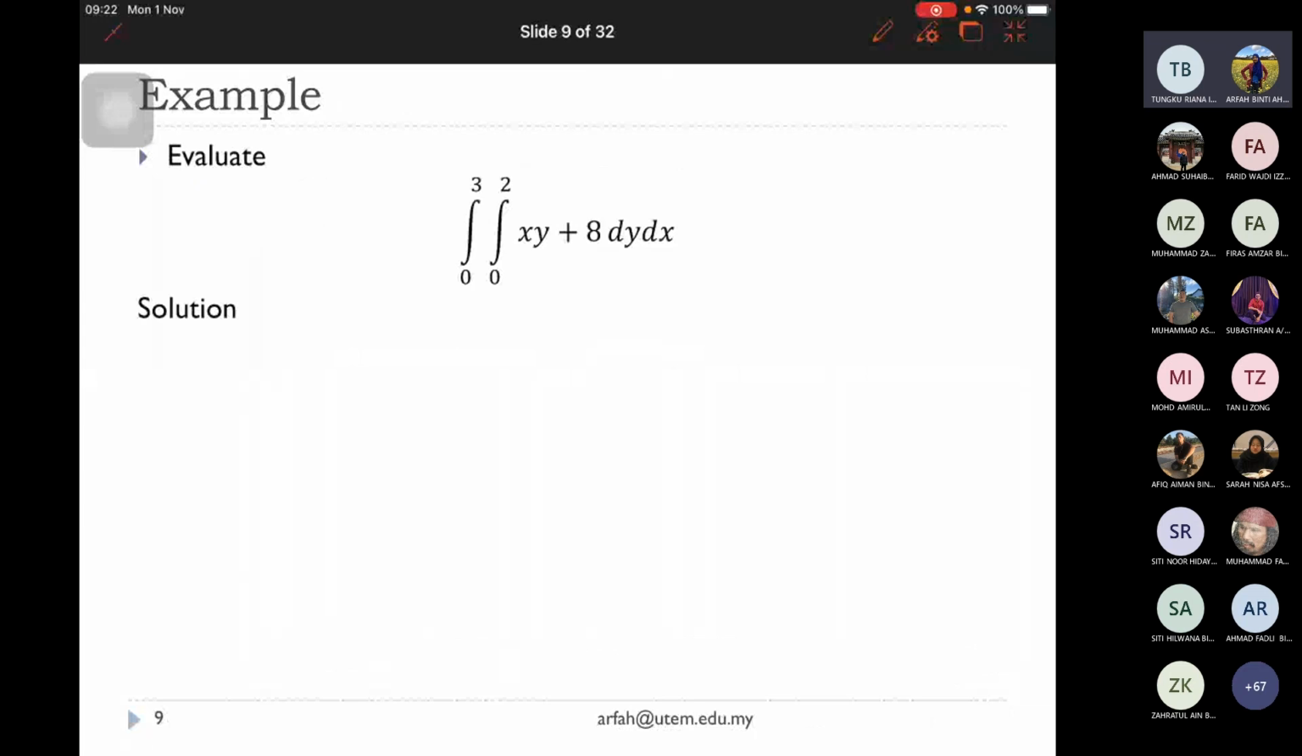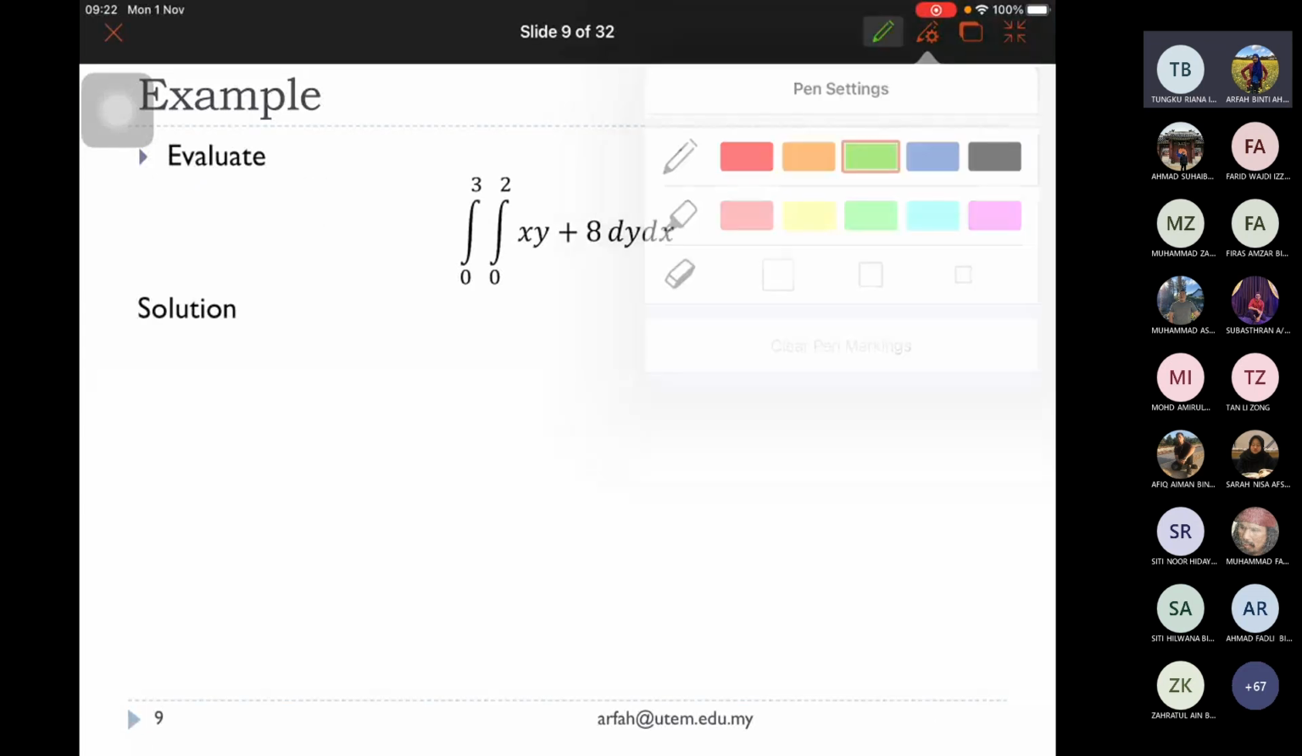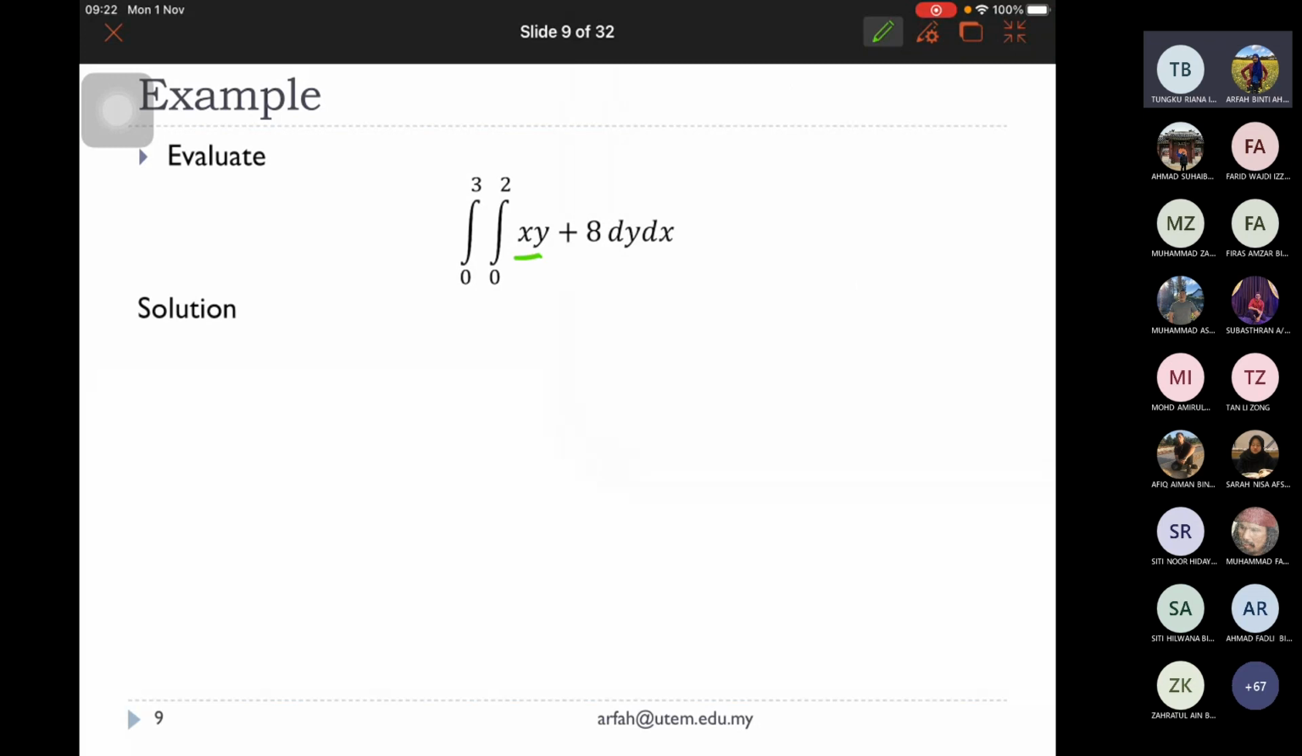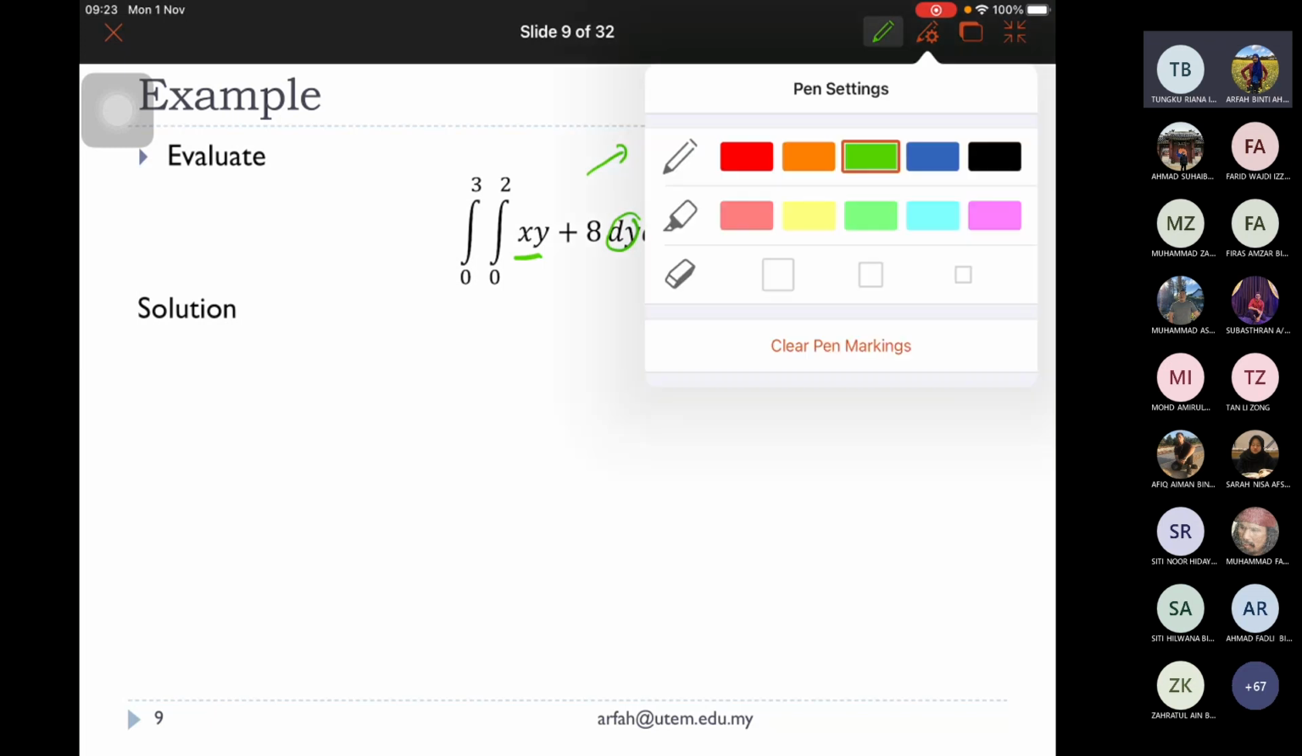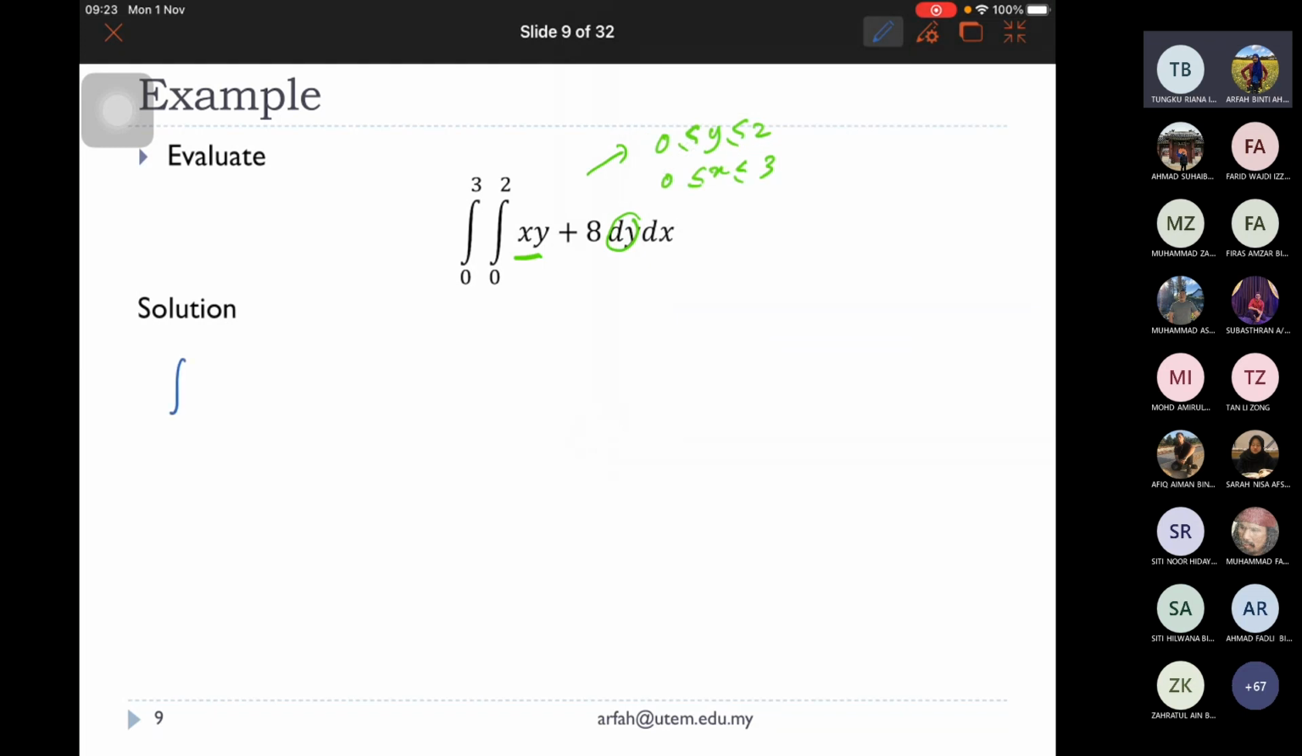Okay, integration with respect to xy tambah 8. So if you take a look at this one, kita ada y here and then nak buat integration with respect to dy dx. So in this case, y punya area is from 0 up until 2 and then we have x is taking the value between 0 up until 3. Okay. So if you are confused, integration from 0 to 3, integration from 0 to 2, xy plus 8 dy dx. So we can solve integration with respect to xy tambah 8 daripada 0 from 2 dy first.